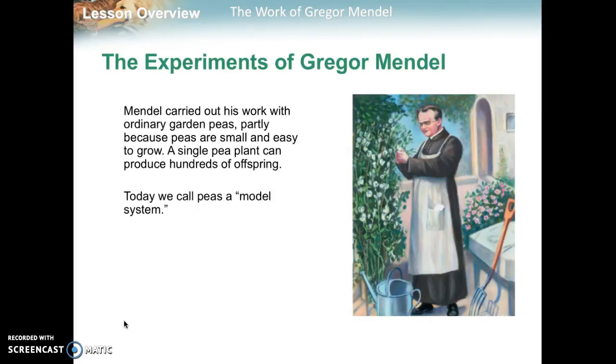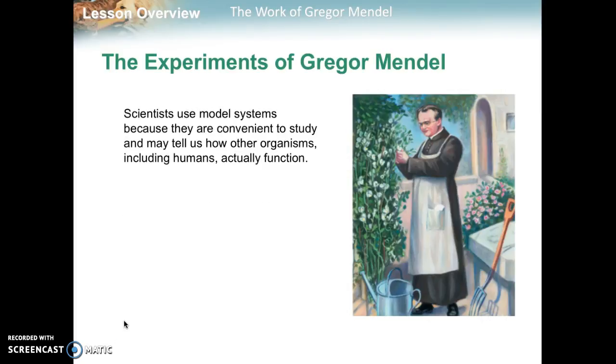So peas work really well, partly because they're small and easy to grow, and because a single pea plant can produce hundreds of offspring. They can also produce up to 2 rounds of offspring in a single growing season. It is what we call a model system. This means that the information we get from this system can be applied to more complex organisms with longer life cycles. So they're very convenient and they can tell us how our bodies will actually function by looking at these simple organisms.